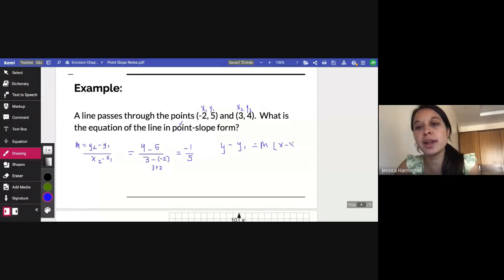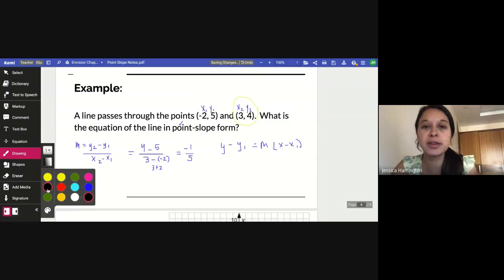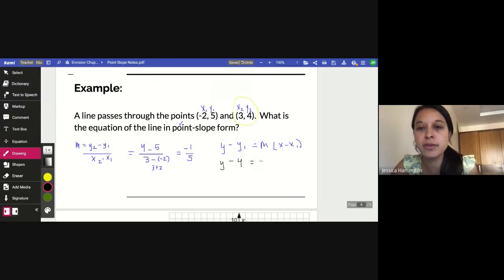Now I have my slope and I have a point. So when you're writing it in point slope, you can pick whatever point you want. I can decide to pick this first point or the second point. It doesn't matter as long as it's a point on the line. I'm going to choose this point because it doesn't have any negatives in it, so it'll be a little easier for me to deal with. So y minus y1 is 4 equals, what's the slope? Negative 1/5. And then x minus x1, which is going to be x minus 3. So that is an equation of the line in point slope.